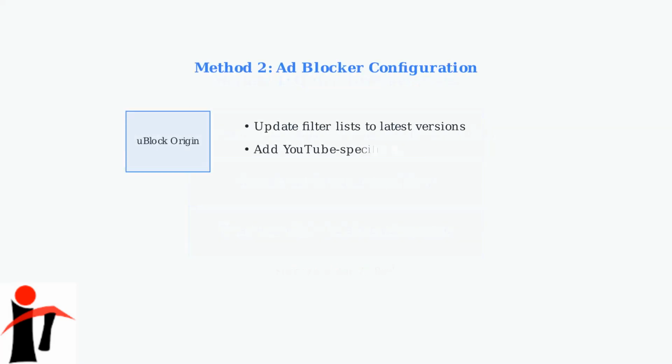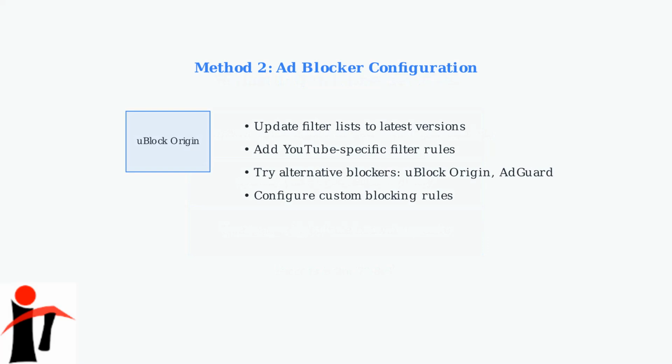The second method involves configuring your ad blocker properly. Update your filter lists to the latest versions and add YouTube-specific filter rules. Popular alternatives include uBlock Origin and AdGuard, which often have better detection evasion. You can also configure custom blocking rules for more precise control.